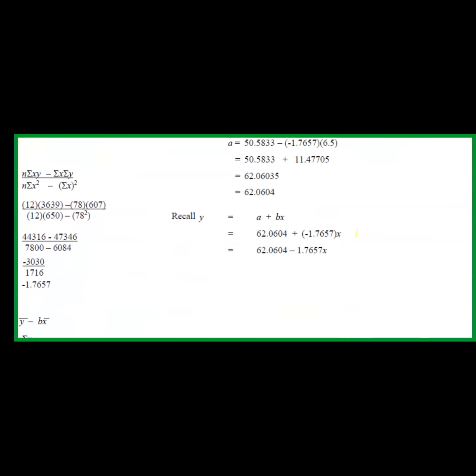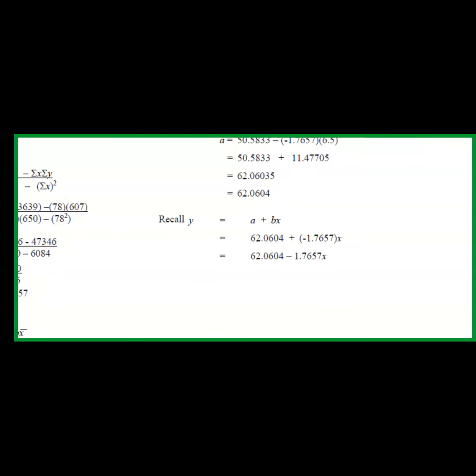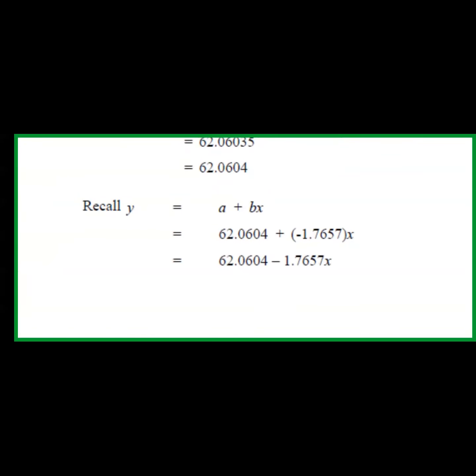Can you see this place where they put record Y? Their regression line, the B they got, is minus 1.7657. We already made a mistake from the beginning in this question. That's why they got minus, but we are getting plus. So our own will be different. Do you get? Yes, ma'am. So let's do our own now.